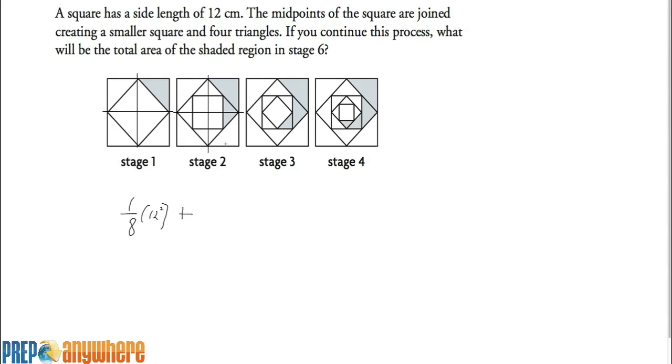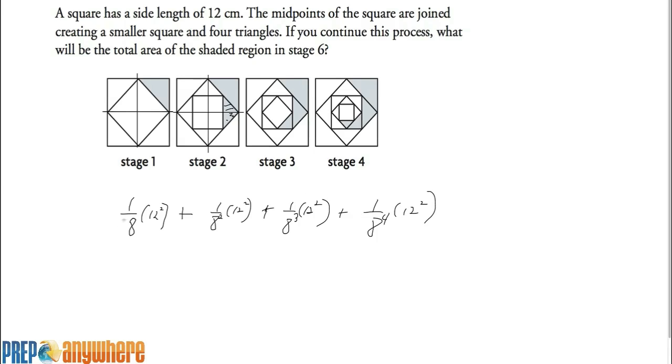Exact same way, so it's 1/8 of 1/8. So it's going to be 1/8 squared of 12 squared. That's what that area is. Okay. And stage 3, it's going to be 1/8 cubed of 12 squared. And there's a pattern. 1/8 to the power of 4, 12 squared.